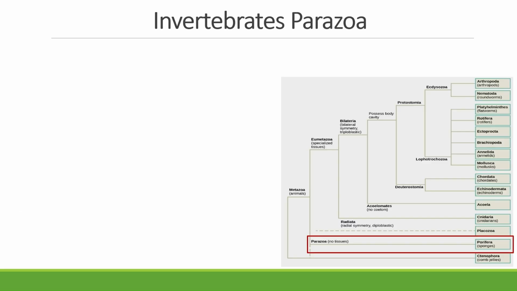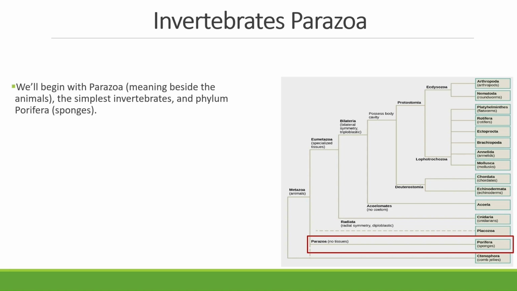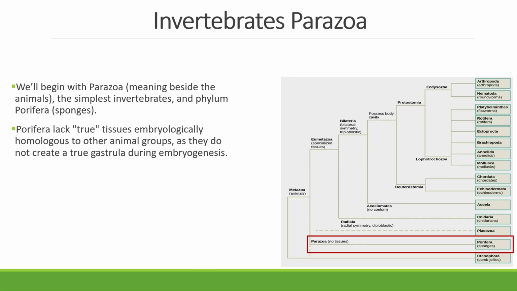With that definition in place, let's begin our survey with the simplest invertebrates, the group called Parazoa. The name Parazoa literally means beside the animals, which tells you they sit right at the base of the animal tree. The phylum we are looking at is Porifera, the sponges. Sponges lack true tissues that are embryologically homologous to those found in all other animals. This is because they do not form a true gastrula during embryonic development.